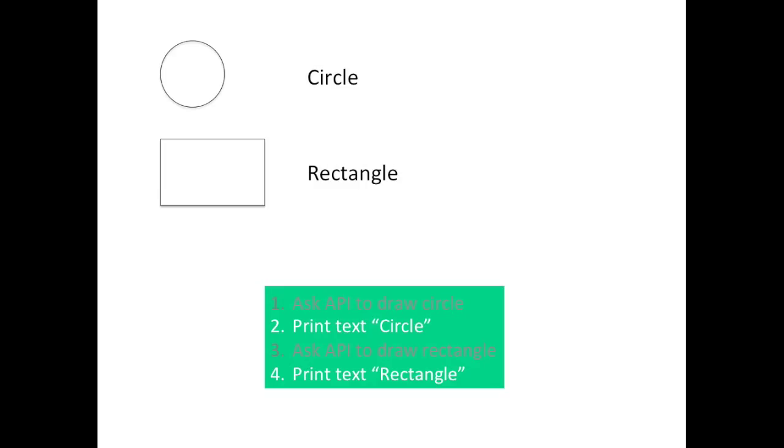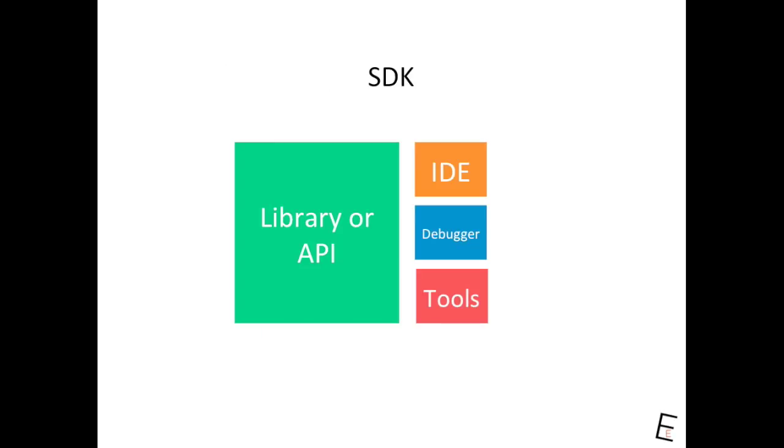So basically, a library is a set of code that's pre-written by someone else that can help you get certain things done. This can reduce the amount of code you write, and it can make your application thinner. So what is software development kit?